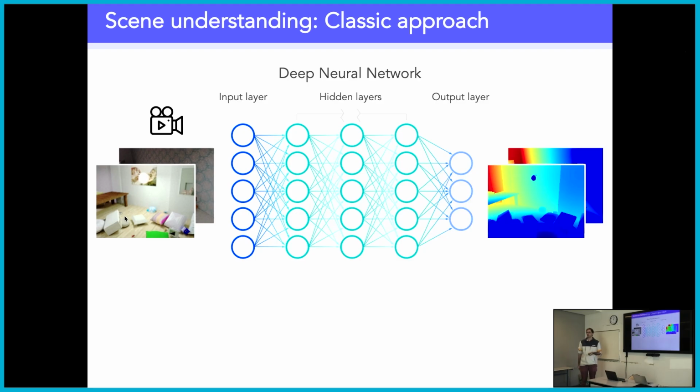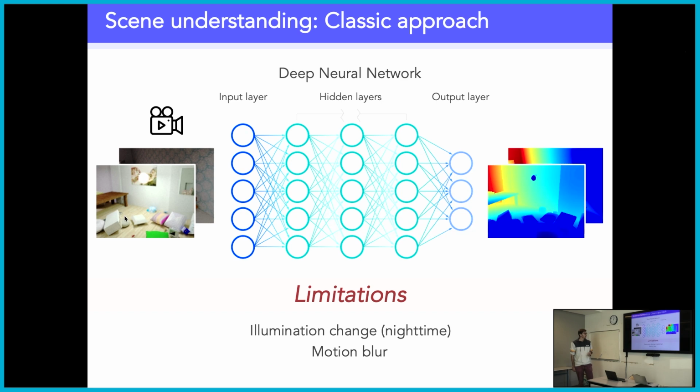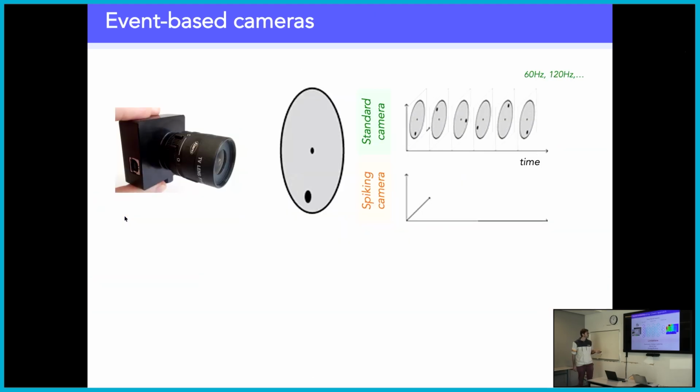The main idea of my research is that we all know deep neural networks are quite efficient at extracting the visual properties of the scene, but nonetheless they have some limitations. Because they use RGB data, they suffer from strong illumination changes in the scene, notably during nighttime, where they don't work that well. They also suffer from motion blur, so when things move very quickly in the scene, these systems are not that efficient. And in terms of energy consumption, they are not ideal. Most of my work aims at dealing with these difficulties and overcoming these limitations.